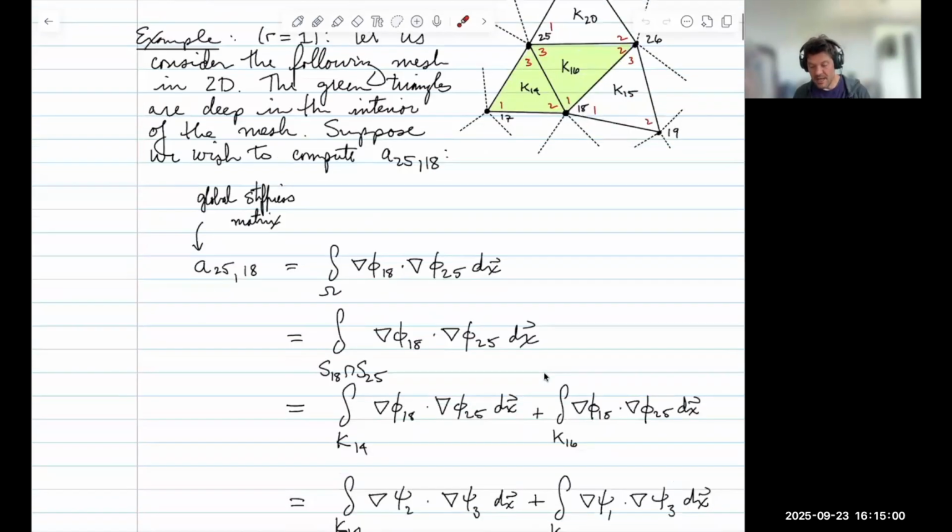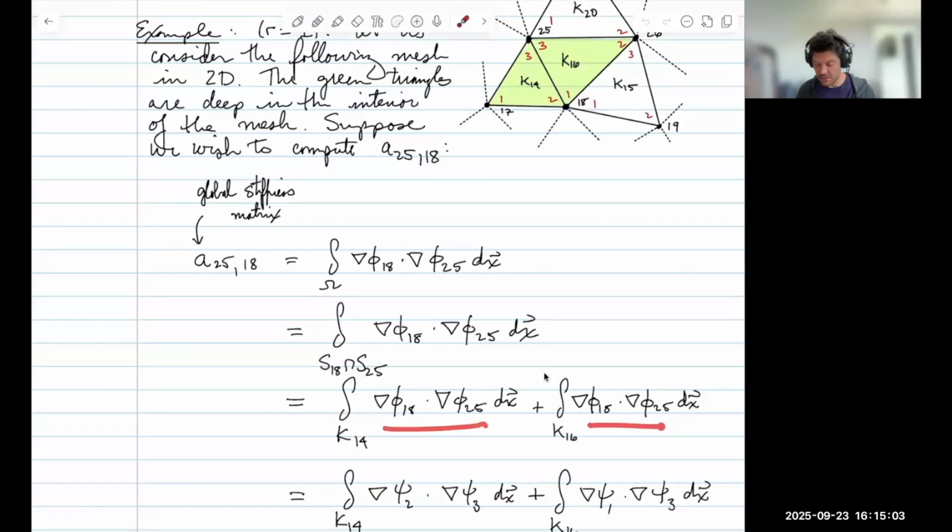So when we calculate these two integrals, we can resolve them to what we called the local basis functions for each triangle. So let's look at this integral right here. Gradient phi 18 dotted with gradient phi 25. What is phi 18 with respect to K14? So 18 is here. Phi 18 is going to be that part, at least on K14. It's just going to be the local Lagrange nodal basis function number 2. That's called psi 2, because the local node number is 2 there.